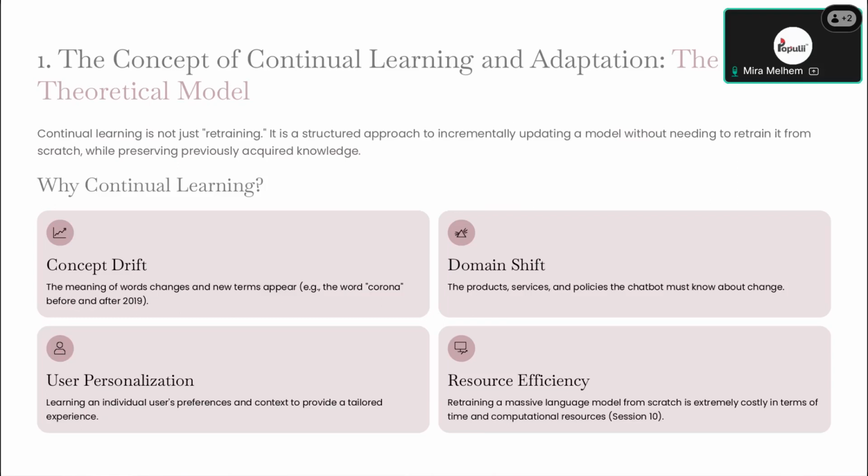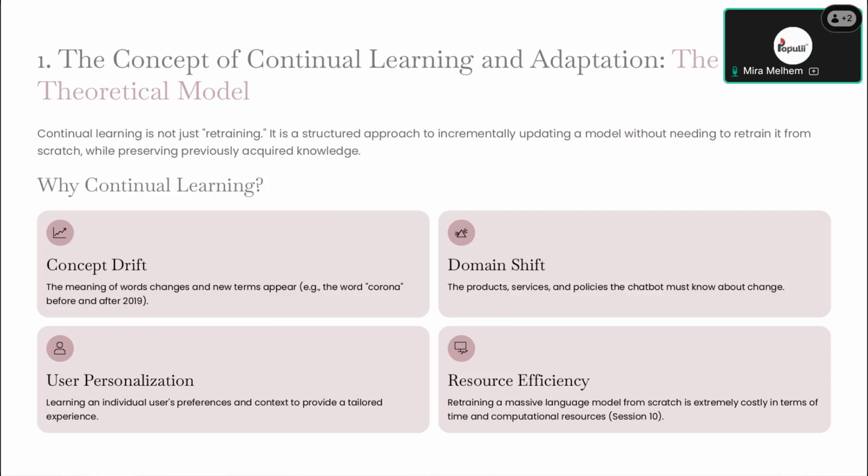Also, we've got domain shift. The world of products and services and regulations and policies is constantly changing. Especially big companies, they change their policies every 3 months or less. New phone models come out, return policies change. So the world isn't static. If the chatbot doesn't keep up, it will start giving outdated or incorrect answers, and it results in user dissatisfaction, and they lose trust in the chatbot.